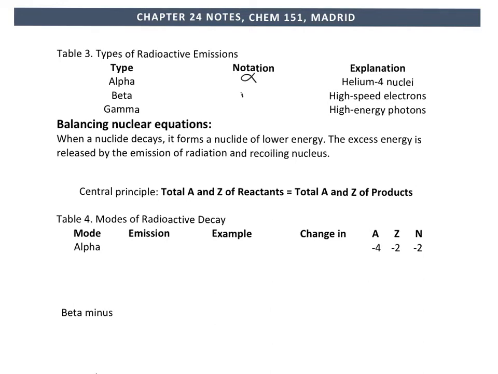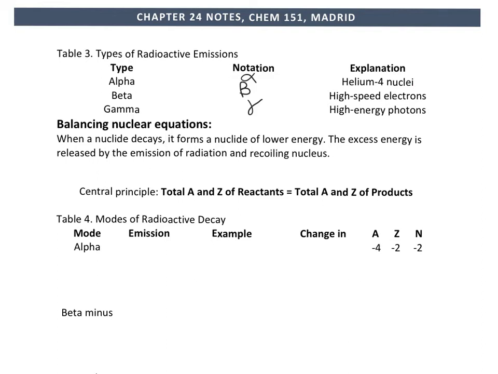The notation for beta is a beta sign, and for gamma is a gamma symbol, the Greek symbol for gamma. The explanation of alpha is that it is the process in which a nuclide loses a helium-4 nuclei. We'll talk about that a little bit more below.